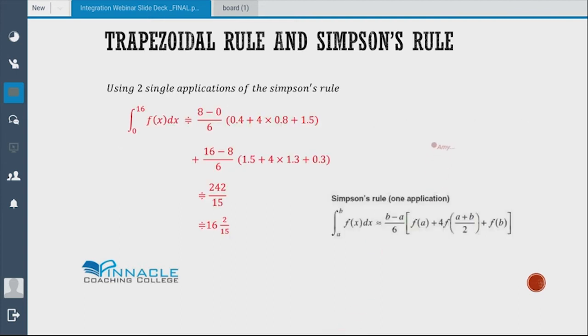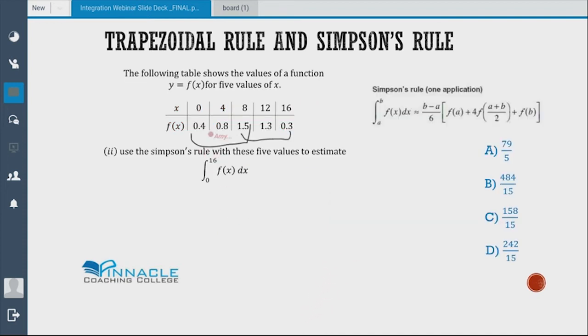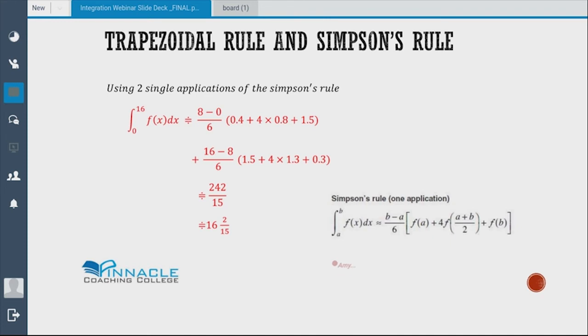So this would be the application. I've just done 2 applications of the single application formula. So be careful with the B on A. The B minus A is, if you go back to the table, across 3 values. So it's 8 minus 0 and then 16 minus 8 if you like. So on 6, that's the formula in the reference sheet.